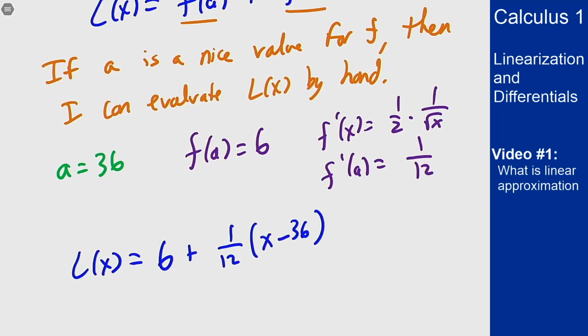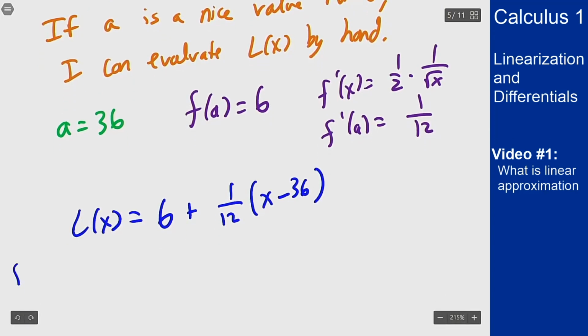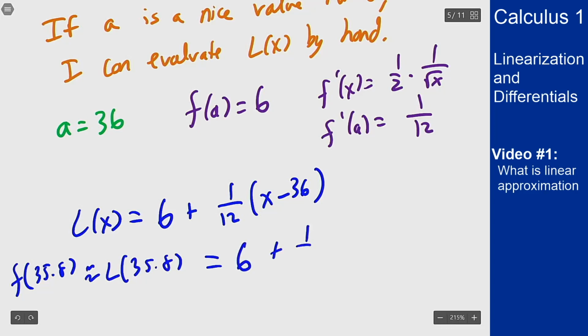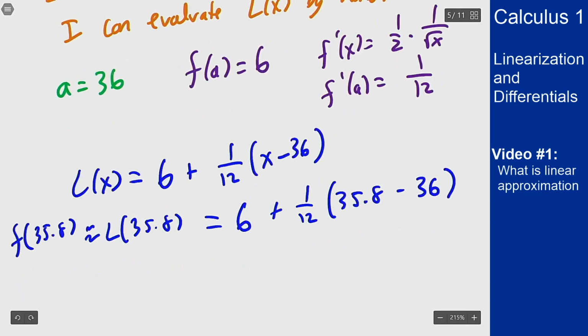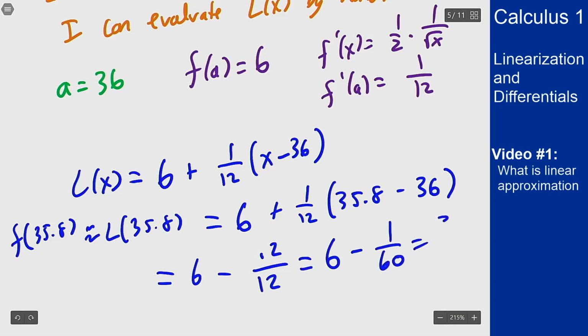Now, by linear approximation, f of 35.8 is about the same as L of 35.8, because 35.8 is close to 36, but this I can find directly. 6 plus 1/12 times 35.8 minus 36. So it's 6 minus 0.2 over 12, which is 2 over 120, or 1 over 60. 6 minus 1 over 60 is 359 over 60.